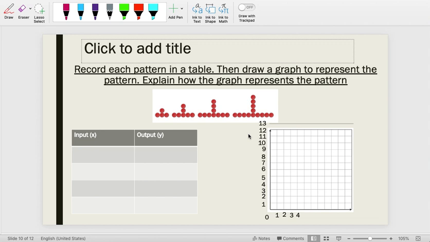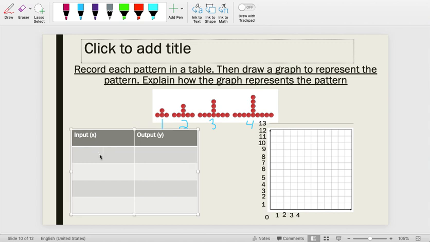I forgot to add the title. It doesn't really matter. For here, this is an example of one of the questions you have on your homework. So you're going to record each pattern in a table and then draw a graph to represent the pattern. So first of all, we need to remember that this is figure 1, this is figure 2, this is figure 3, and this is figure 4. Okay, those are our figures. That means, remember, whatever the figure value is, that becomes our input.